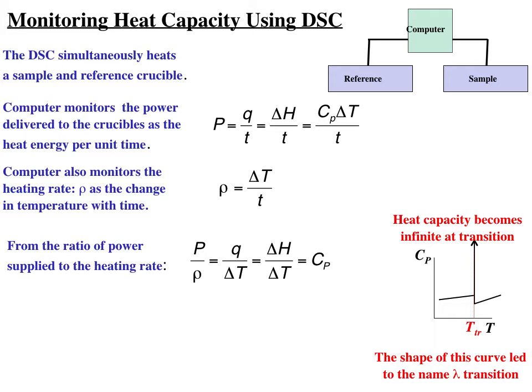So we often call this a lambda transition of the heat capacity. When you hit the transition temperature, you get this spike that kind of looks like a lambda from the Greek letters. So this has often been referred to as a lambda transition.